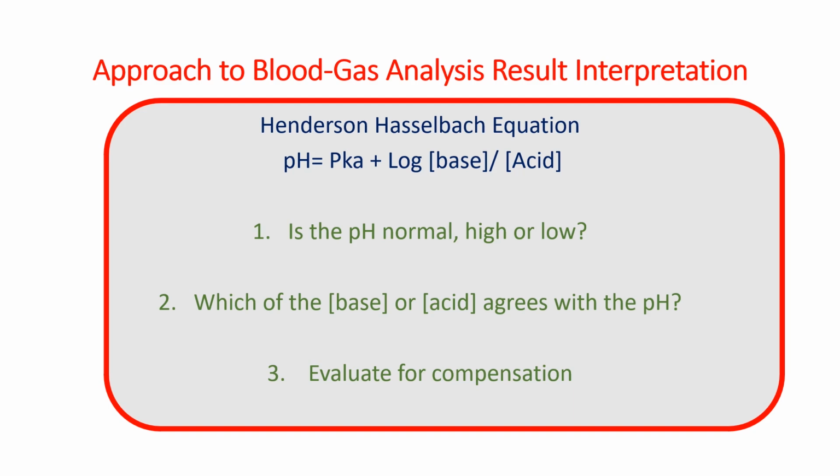Lastly, we need to check for compensation of the acid-base disorder. That is, after establishing the primary pathology, we need to check if the patient is appropriately compensated for. So, in summary, check the pH of the patient, whether it is high, low, or normal. Determine which of the base or acid goes in the same direction as the pH. And thirdly, evaluate for compensation of the acid-base disorder. I have a few examples in the next slide which we will discuss.